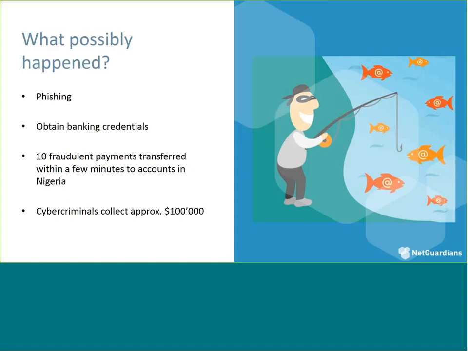So what happened is that there were 10 fraudulent payments transferred within a few minutes to accounts in high-risk areas of money laundering. These countries are listed by the UN, they're listed by OFAC. So this list is available. When you see funds moving to these countries, it should cause you to start asking some questions. Why is money going to this certain kind of countries? And of course, $100,000 richer for the cyber criminals.